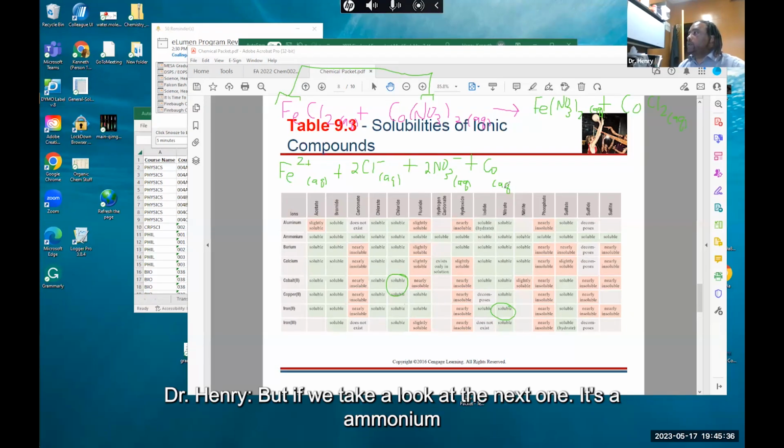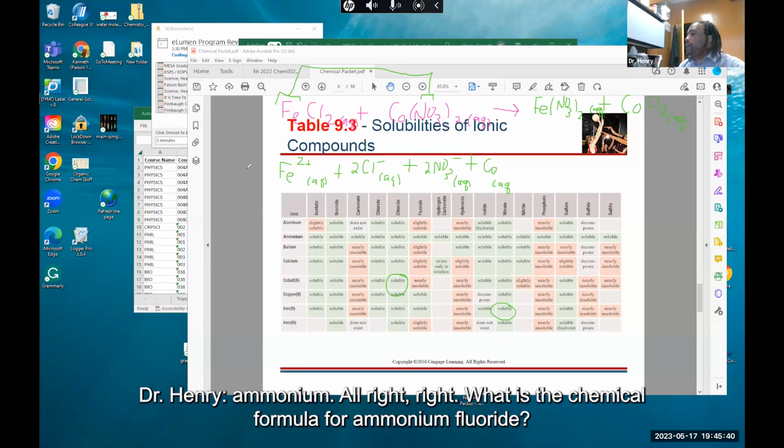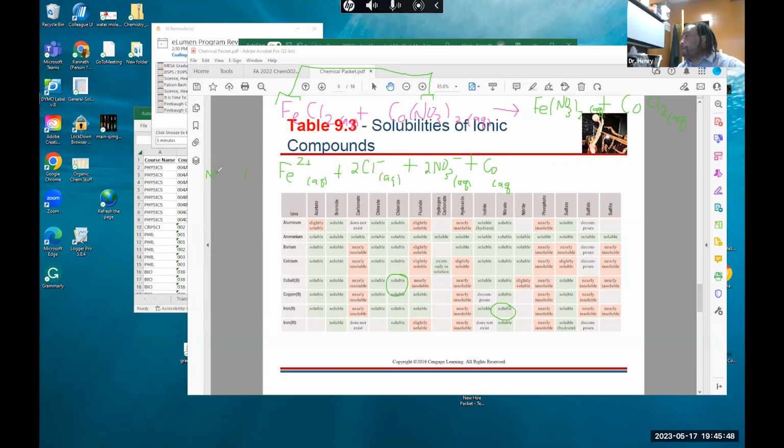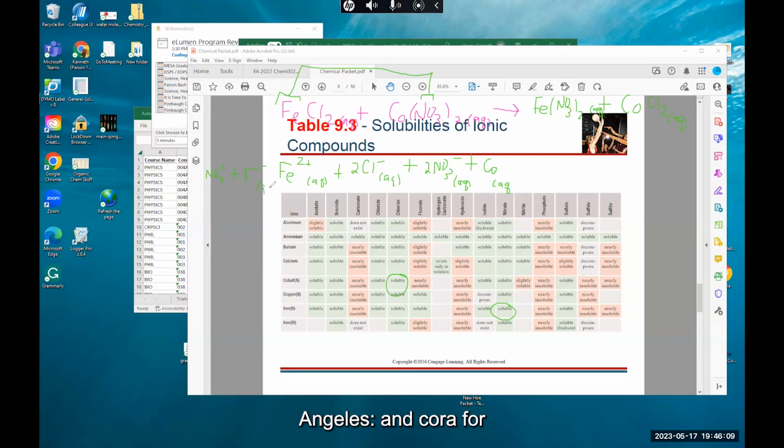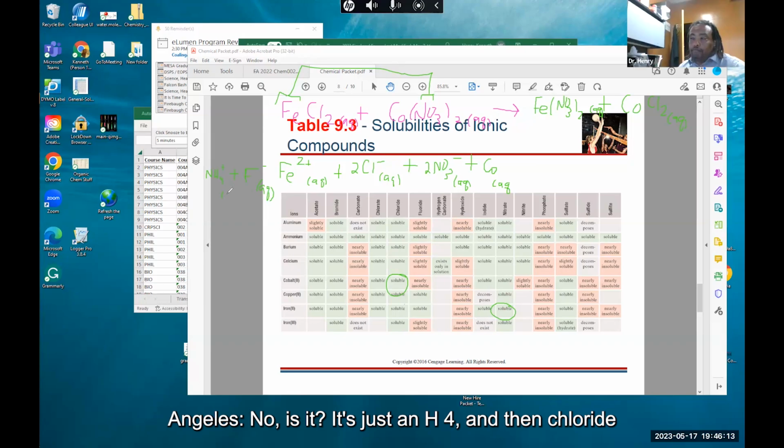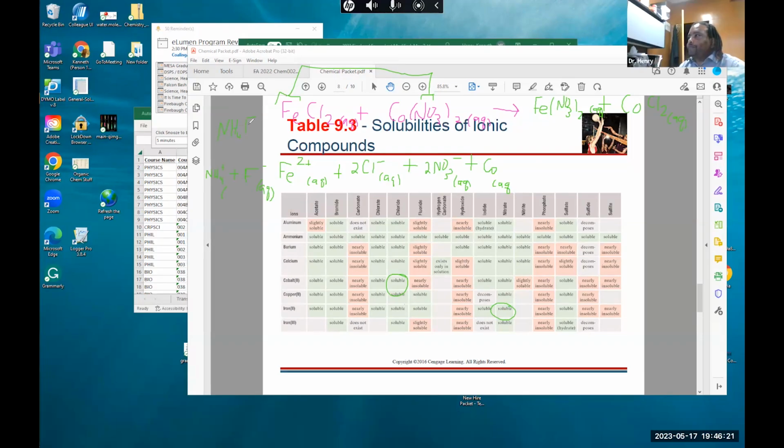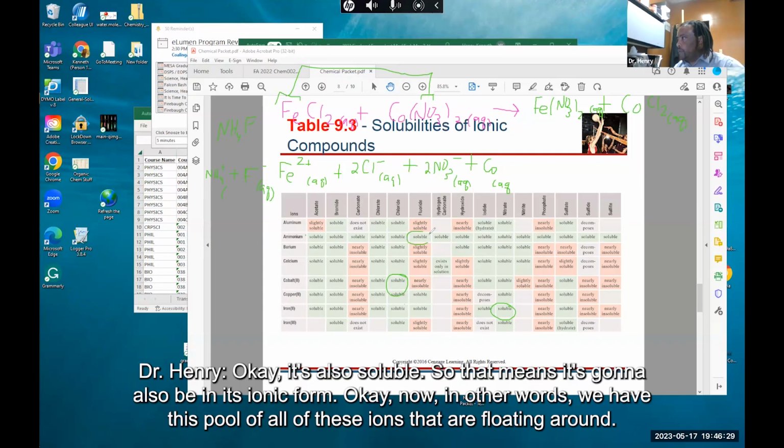But if we take a look at the next one, it's ammonium fluoride, right? What is the chemical formula for ammonium fluoride? It's NH4, and then F, not chloride. So it's going to be NH4 and F, right? Now, if we take a look at NH4F, ammonium fluoride, it's also soluble. So that means it's also going to be in its ionic form.